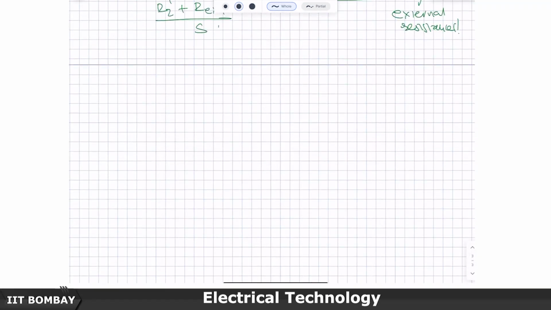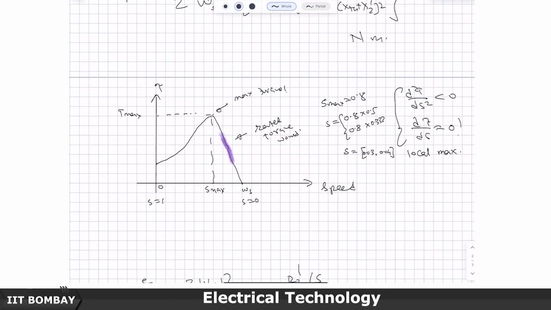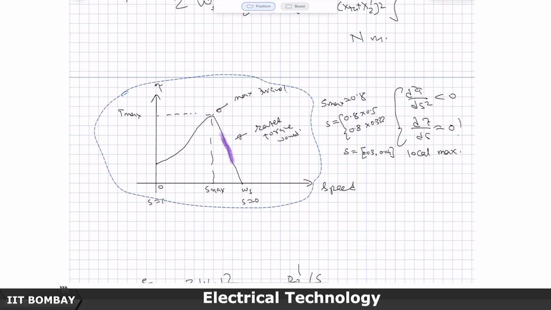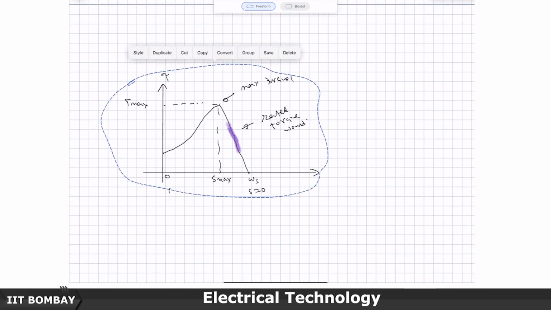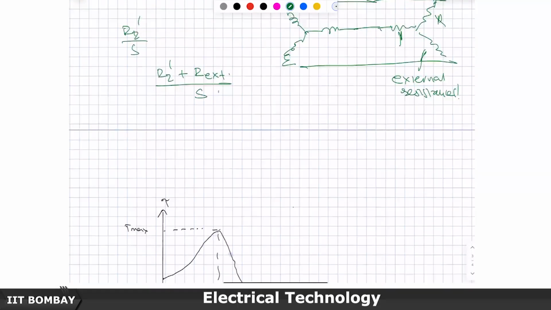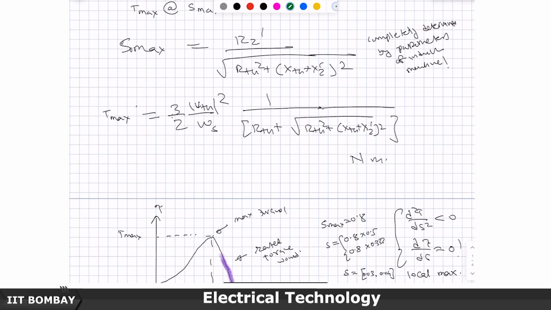Now, how will the torque speed characteristic alter? So, let us take this basic figure that we had. Let me take this figure down below. Now, look at this, what was my expression for the maximum torque? This is critical, please look at this very carefully. The maximum torque depends upon V Thevenin square, R Thevenin square, and X Thevenin plus x 2 dash square.